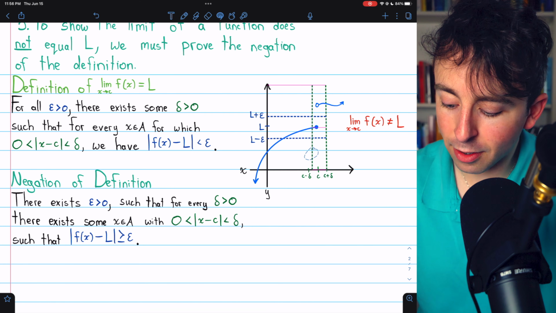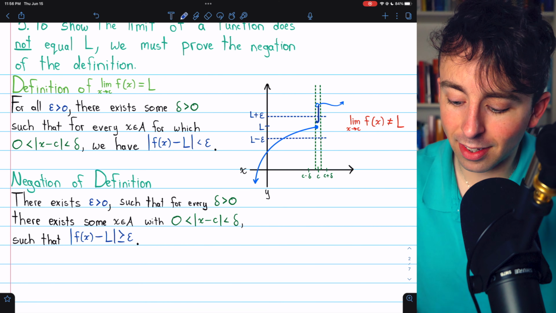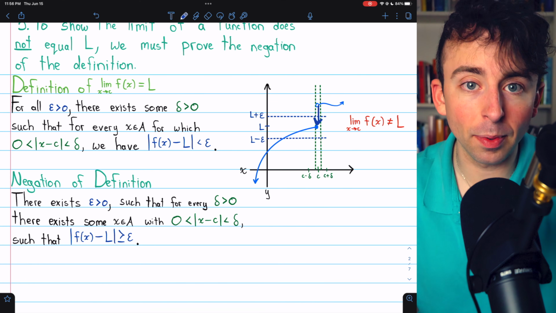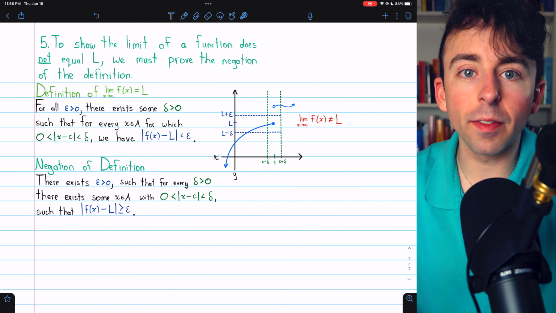We can make delta as small as we want and get as close to c as we desire. The function's distance from L is still going to exceed epsilon. So there's an in-depth look at the definition and the negation of the definition.